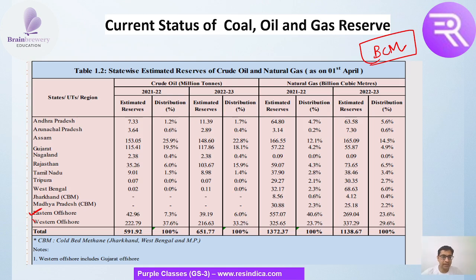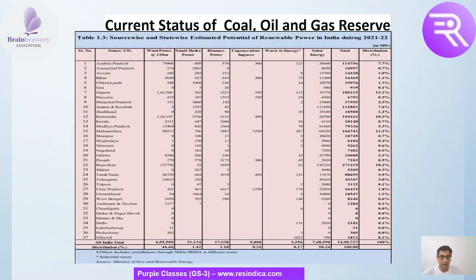Then we have the western area, that is again Mumbai High and nearby places. So 557 billion and 325 billion. After that, in the Assam area, you can see 166 billion cubic meter, and then in Gujarat we have 57.22 billion. So the maximum gas reserve is in the eastern and western areas, and then Assam. This is the oil and natural gas estimation of our country as on April 1st, 2022.